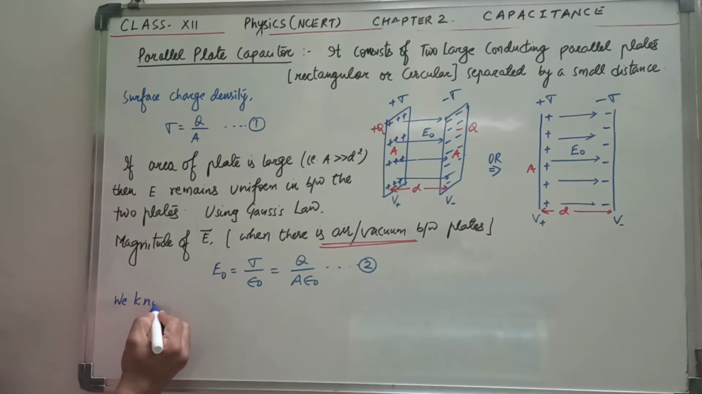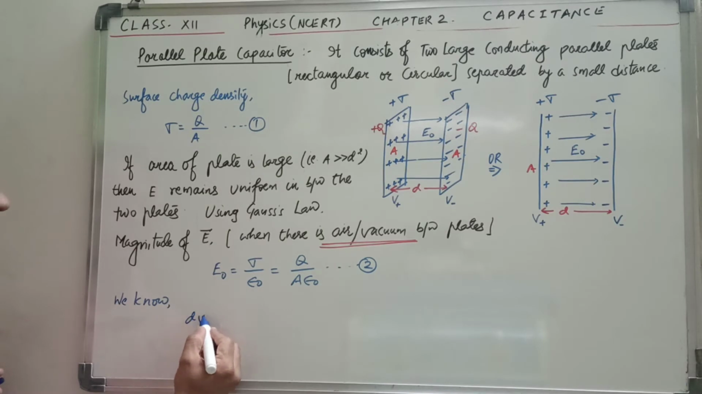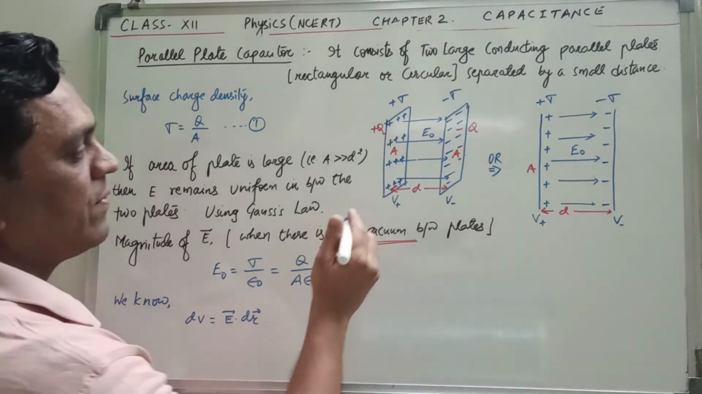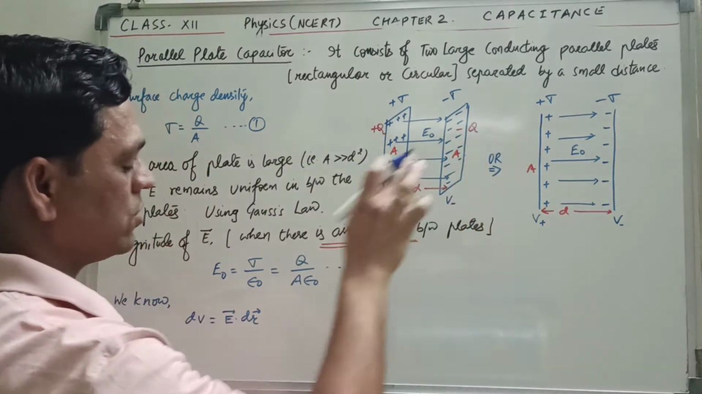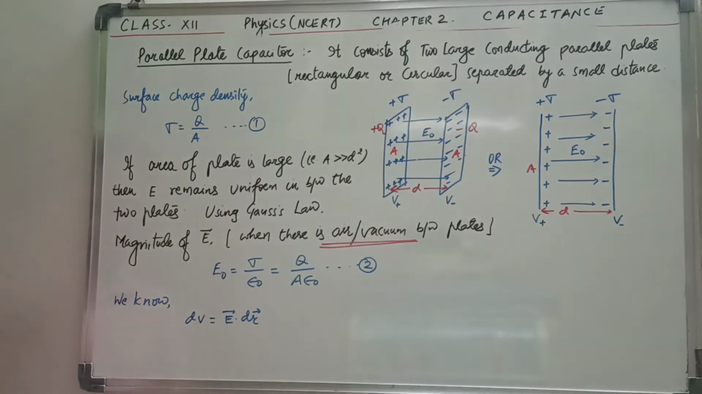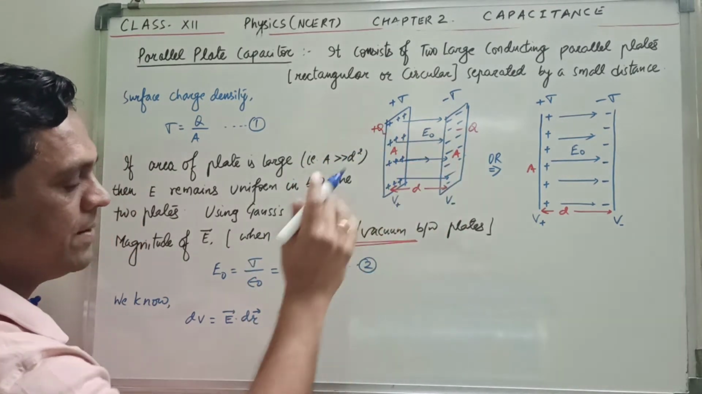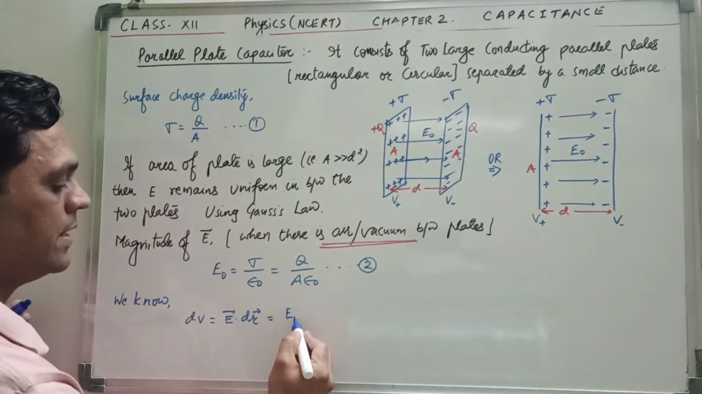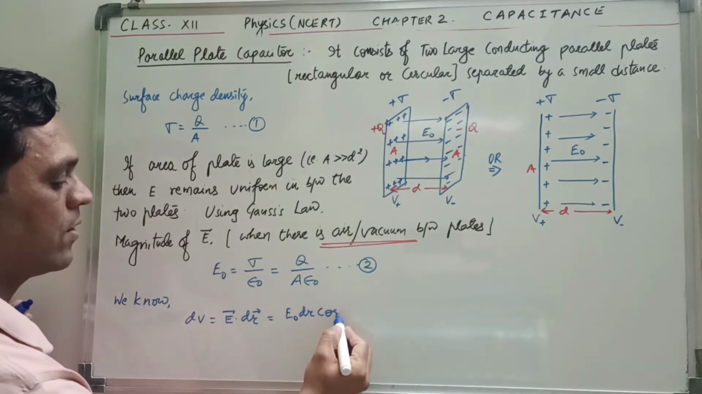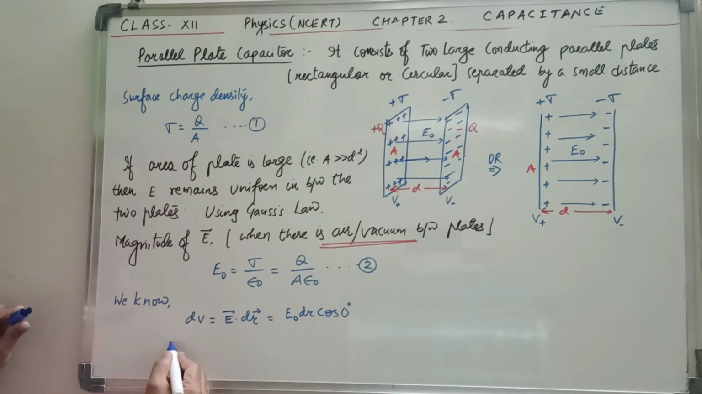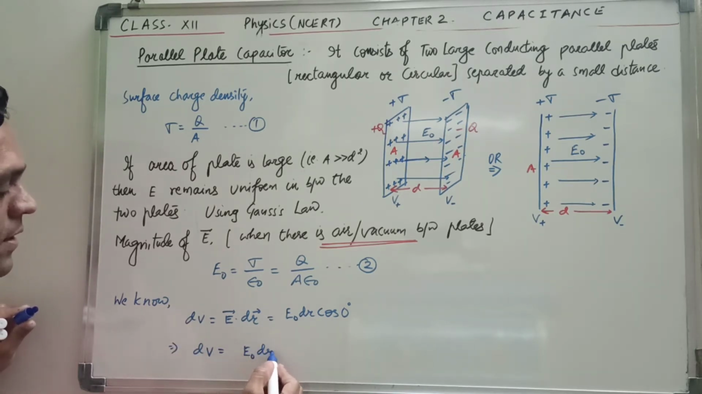Correct. So we know the relation between potential and electric field is dV is equal to E dot dr. You all will be knowing this, correct? Now if I take dr along the direction of the electric field only, then the angle between the electric field and dr will be 0 degree. So this becomes E0 dr cos 0 degree. Hence I can write dV is equal to E naught into dr.